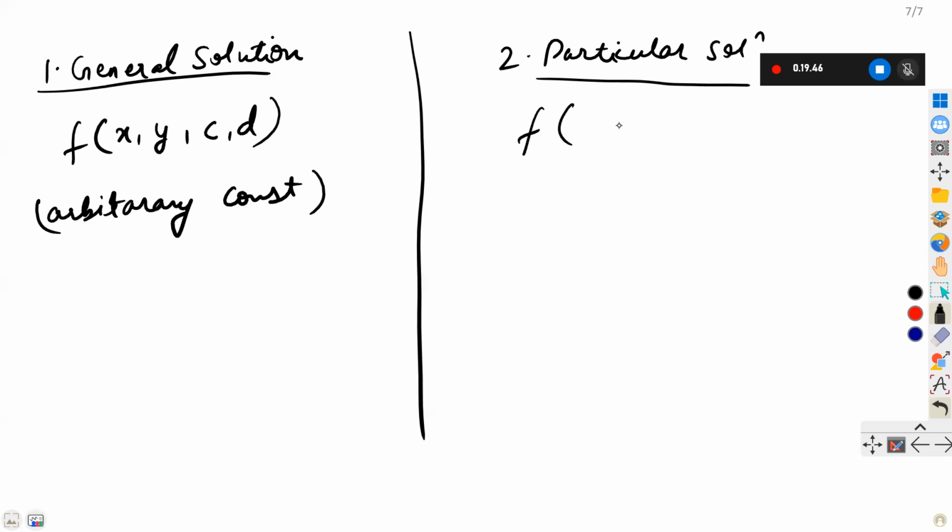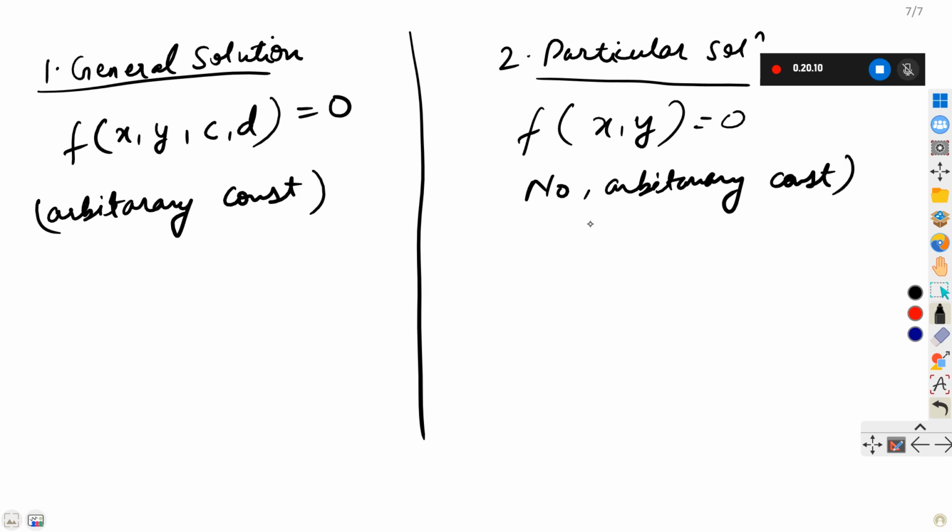So the particular solution will be only of x and y type, because we are replacing c and d by some value 1, 2, 3 and so on. So the particular solution will be like f(x, y) equal to 0. So this will be our particular solution. In this case, we do not have any arbitrary constants in our solution. Okay. So this was about general solution and particular solution.